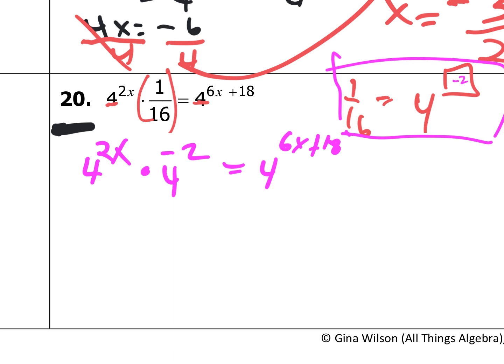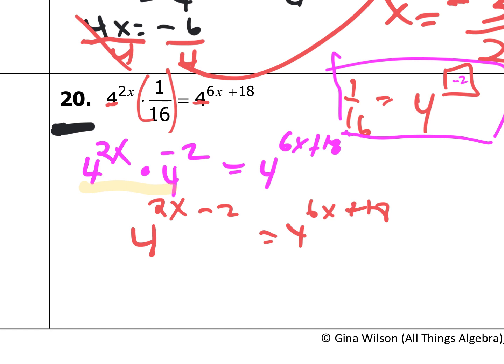So we got all base 4s. What's the rule on the left-hand side here with these two? How do I keep the base? What do I do with the powers? Add them. Keep the base, add the 2x, and add it to a -2. And then the right side just has the base of a 6x plus 18.